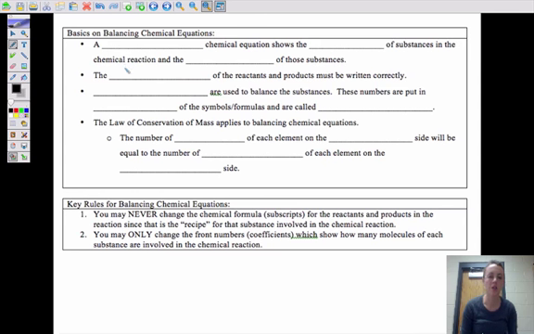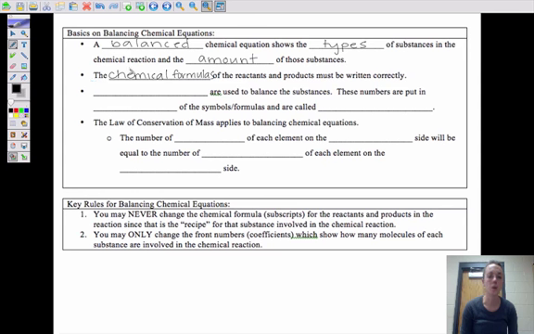Our second learning target for the chemical reactions unit is applying the law of conservation of mass in order to balance chemical equations. And before we start switching around coefficients, we have to know some basics first. The first is that a balanced chemical equation shows the types of substances in the chemical reaction and the amount of those substances. And in order for a chemical equation to be balanced properly, the chemical formulas of the reactants and products must be written correctly.